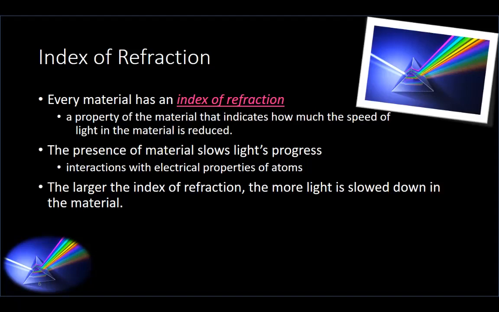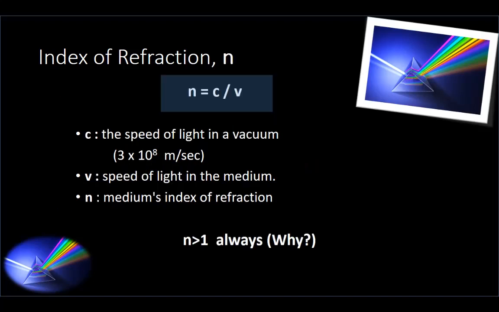Anything greater than that is going to cause a slowing down of the light through the material. The presence of the material slows light's progress because of interactions with the electrical properties of the atoms that make it up. The larger the index of refraction, the more light is slowed down in the material. You can calculate the index of refraction by the letter n, and n is equal to c, which is the speed of light in a vacuum, over v, which is the speed of light in the medium.